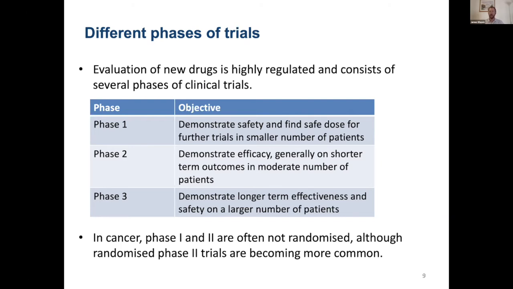So this might be looking at fairly short term outcomes of patients, and it might be in quite a highly selected group of patients, but often still will involve randomizing, not always in oncology phase 2 trials. So, the purpose of a phase 2 trial is to demonstrate that it's worthwhile doing a much larger and longer term, more expensive phase 3 trial, which is looking at longer term effectiveness and safety on generally a much larger number of patients and can take several years to do.